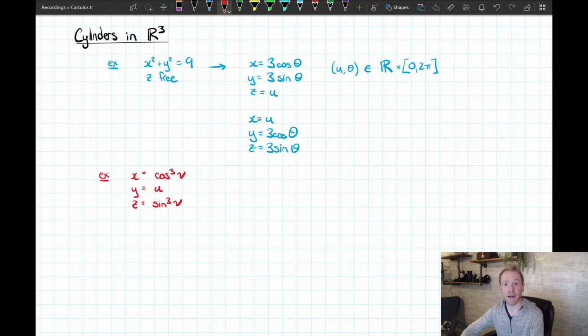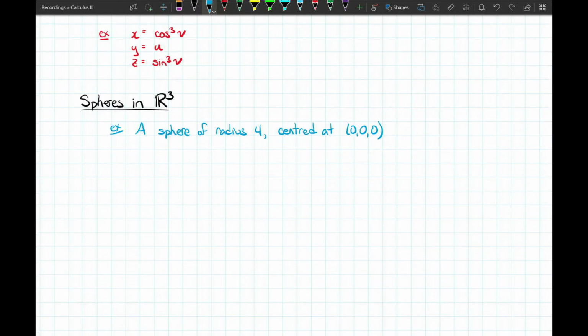Okay, well, let's take a look back at some other examples here. Another fairly common and simple shape would just be a sphere. Now let's take a look at a sphere of radius 4 centered at the origin. Now in Cartesian coordinates, we know that this is not a function. z is not just a function of x and y, but we could write this as an equation, x squared plus y squared plus z squared equals 16, which is simply the radius squared.